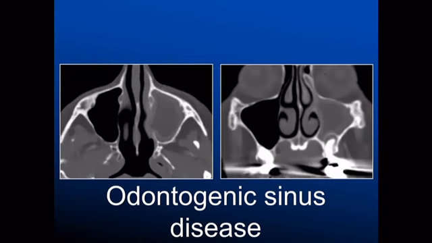And again, another case where we can see it's a unilateral maxillary sinus disease, and we can see the little periapical abscess in association with that tooth.